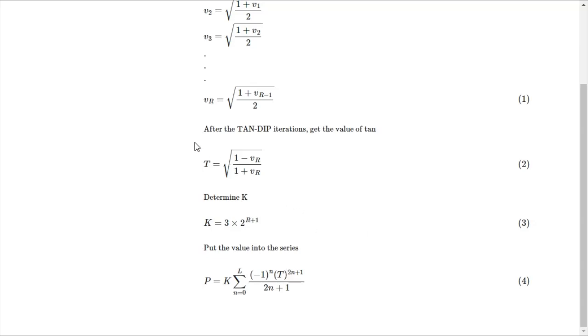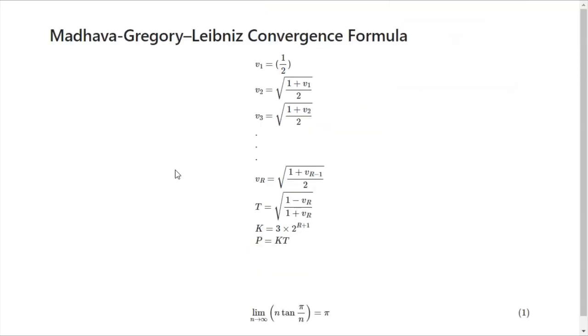If I kept calculating a higher tan dip, which is what this formula is called, I could even calculate the value of pi with very few terms, like say 5 terms, 2 terms. At one point I thought, can I do it with just 1 term of the Madhava-Gregory-Leibniz series? And that's where I stumbled upon this. All I needed to do was not even use the Madhava-Gregory-Leibniz series, but just do a very high tan dip and just multiply k and t. And yes, you get the value of pi.